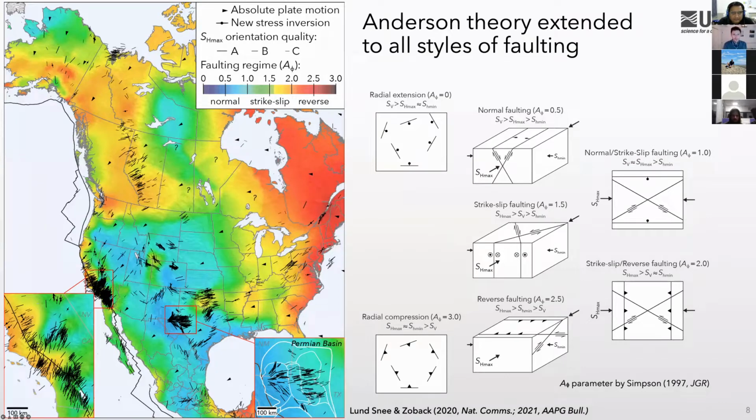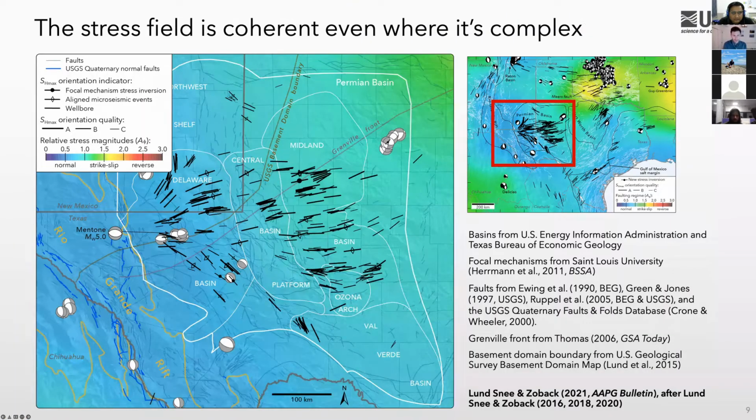Okay, so to move on, I want to make a couple of points about the stress mapping. Now that we have done so much of this work, there's some important learnings here. And the first is that the stress field is coherent even in places where it is very complex, like Texas, for example. And so here's the state of Texas, and there's Oklahoma, which we'll be talking about later, and Mexico down here to the southwest. And we're blowing up the Permian Basin, which, as some of you may know, is probably the most important oil and gas producing region, at least onshore in the United States.